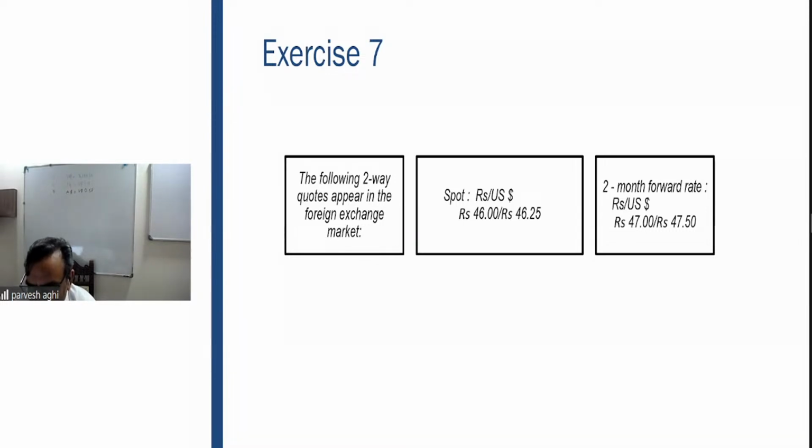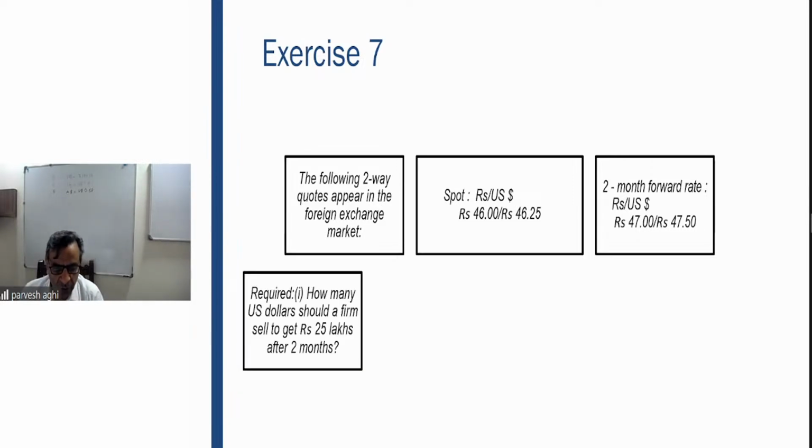And similarly, if you want to sell after 2 months, suppose you are an exporter, and you want to sell, the rate is 47. It has moved from 46. The spot was 46. It has now become 47. Okay, fine. Now required.